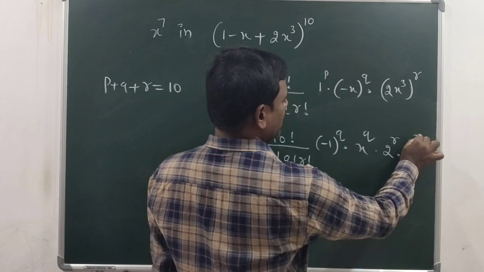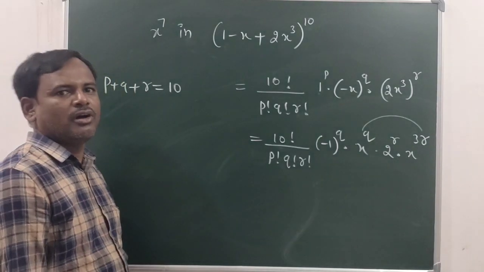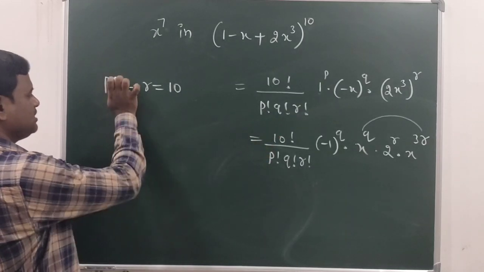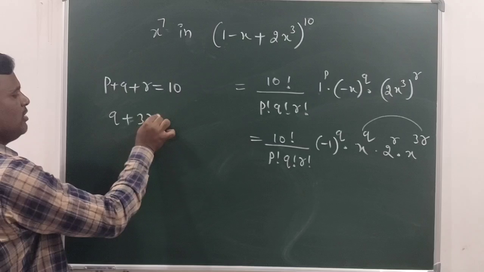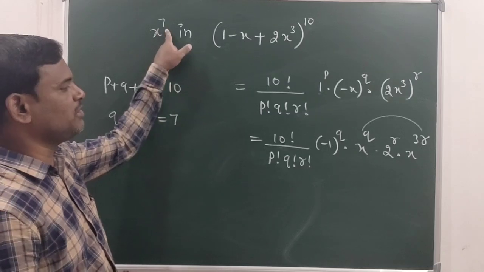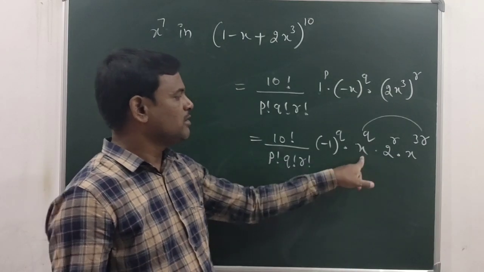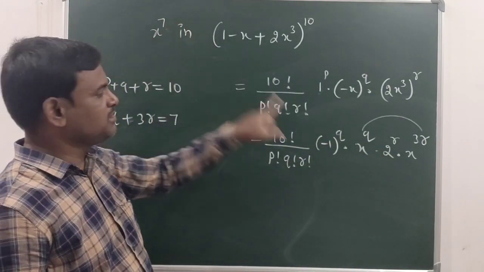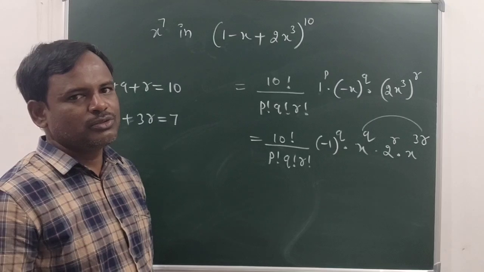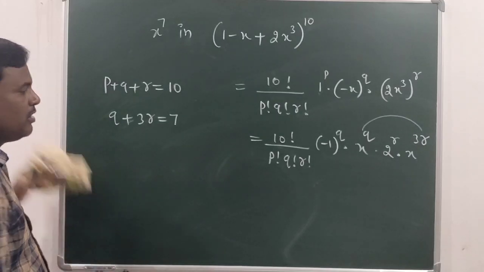Now here x power 3r. Now the sum of q and 3r would become 7. So here q plus 3r should be equal to 7, because we want the coefficient of x power 7. When you add these two in the power place, you get q plus 3r. So that should be equal to 7. Okay, I have equated. Now solve these two.